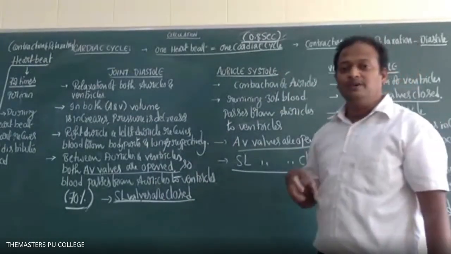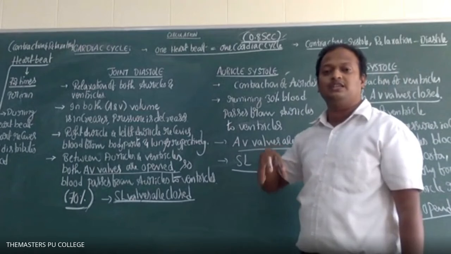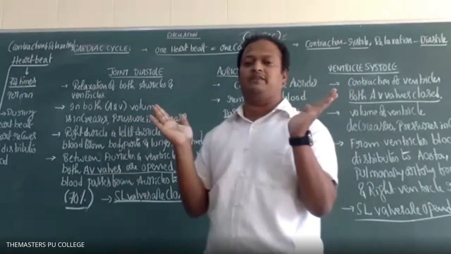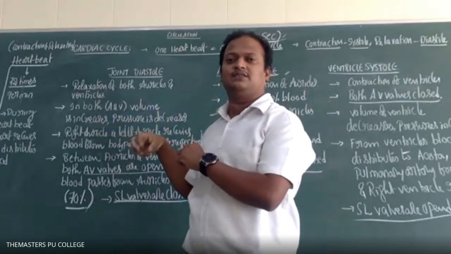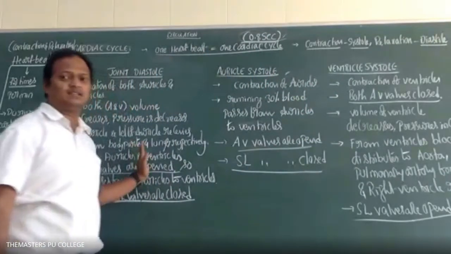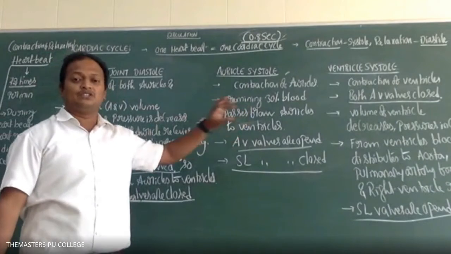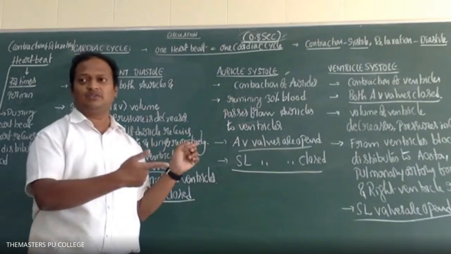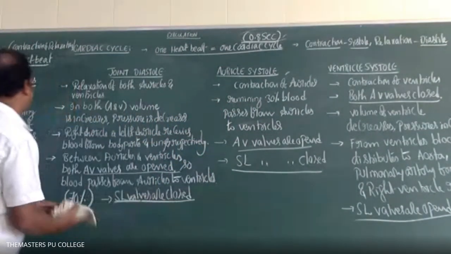Now, how much blood is going to be distributed from the ventricles? Till now we discussed the stages of the cardiac cycle. So how much blood distributes from the ventricles? That we will discuss.